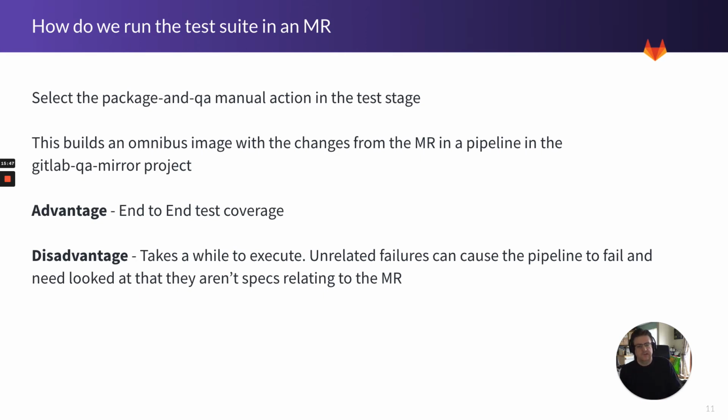Does take a while to execute, and there may be unrelated failures which can cause the sub-pipeline to fail, but if they're investigated and aren't related to the merge request, then that shouldn't be too much of a concern. I guess the disadvantage is that there is no granularity into the actual area to test, so we may only want to execute secure tests, for example, but we would need to execute the full suite.